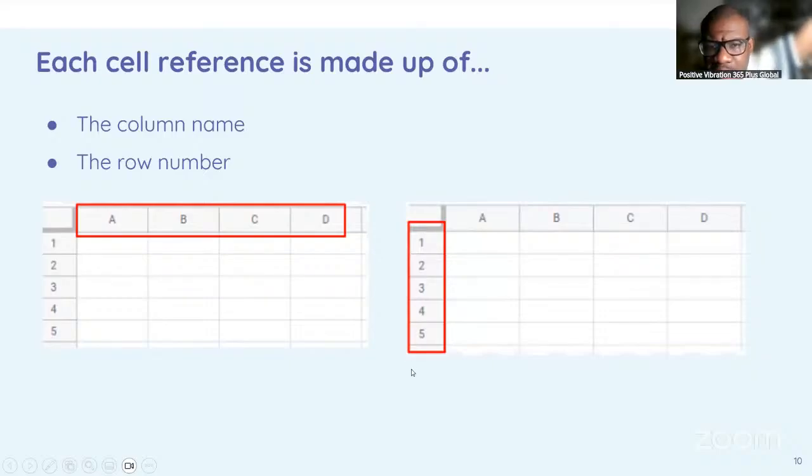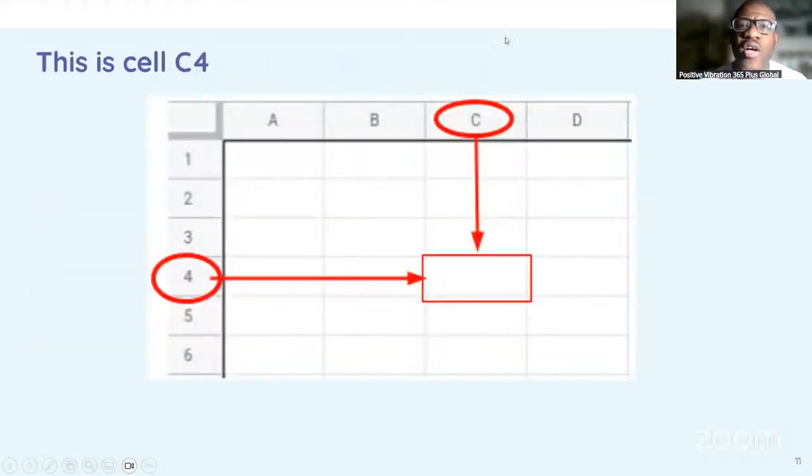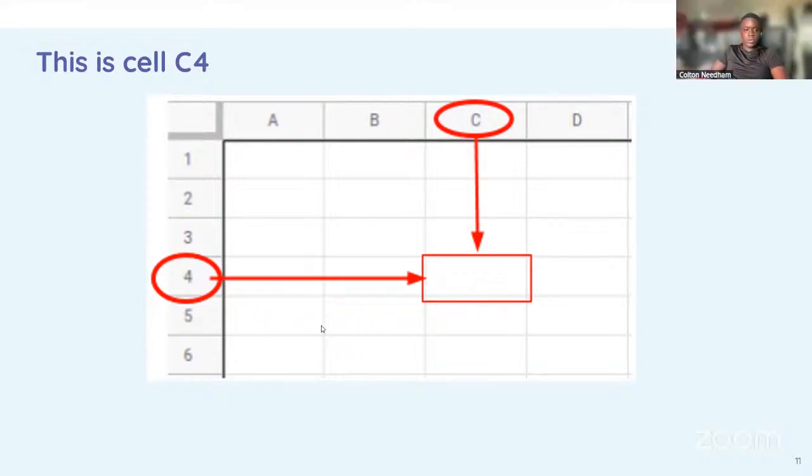Rows are numbered with numbers going down the left-hand side. When we want to reference a particular cell, we identify the name of the column and the name of the row. Put that together and we end up with the cell reference. So here's an example. This is cell C4. Look at that. C4. Like the bomb, sir. Not the bomb, just the space. The location of the cell.